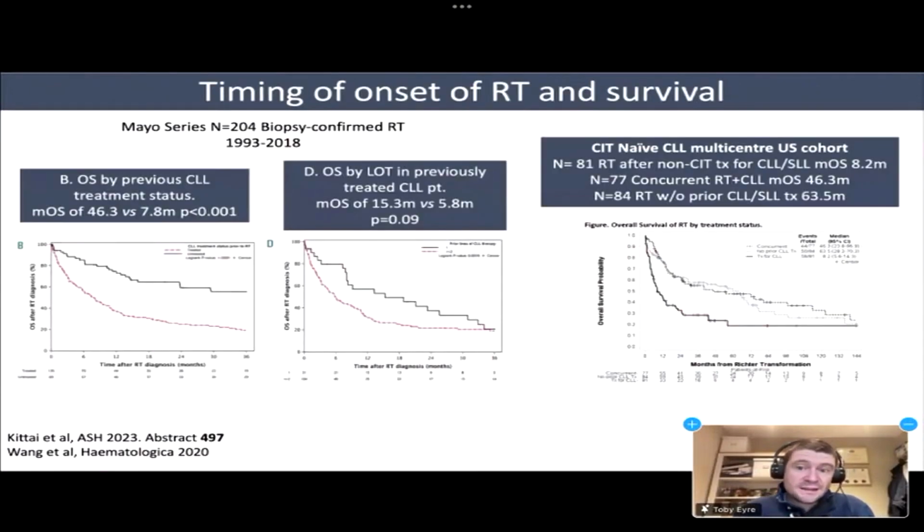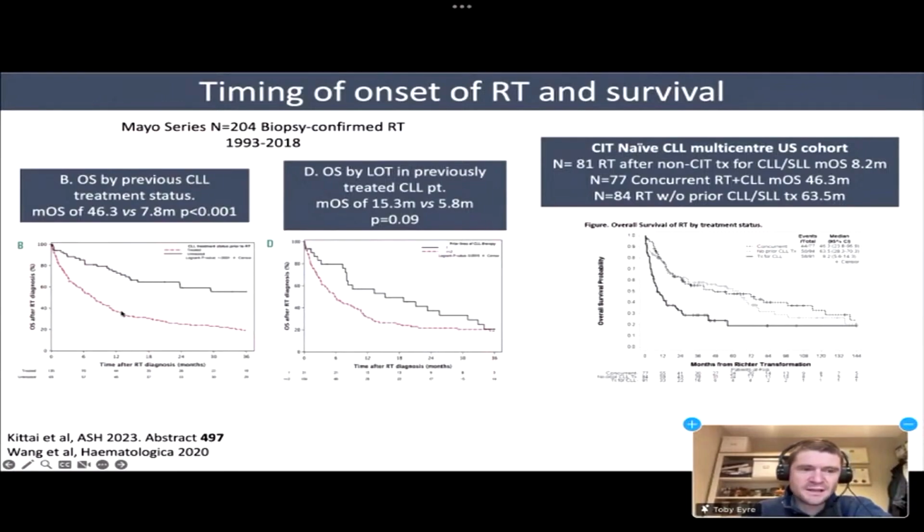The other key thing is actually the context in which the transformation occurs. So here's some data from the Mayo Clinic and also some data from ASH last year. On the left-hand side, you can see here, this is overall survival according to prior CLL treatment status. If you have had prior treatment, you're the red line. And if you've never had prior treatment for CLL, you're the black line. And so that really is a stark difference.